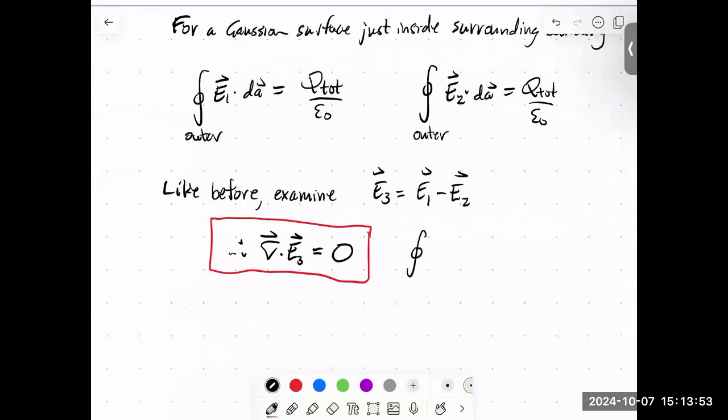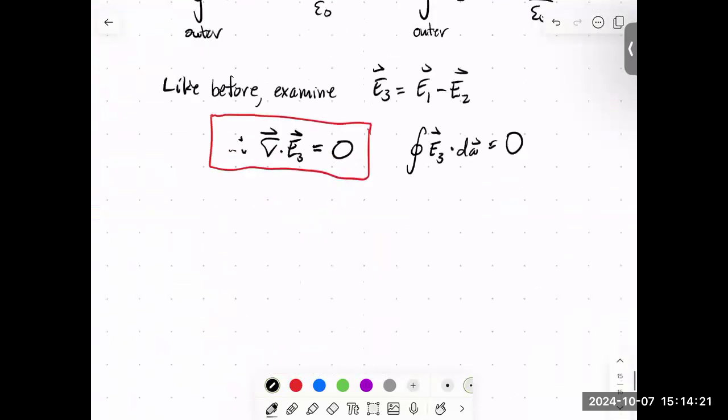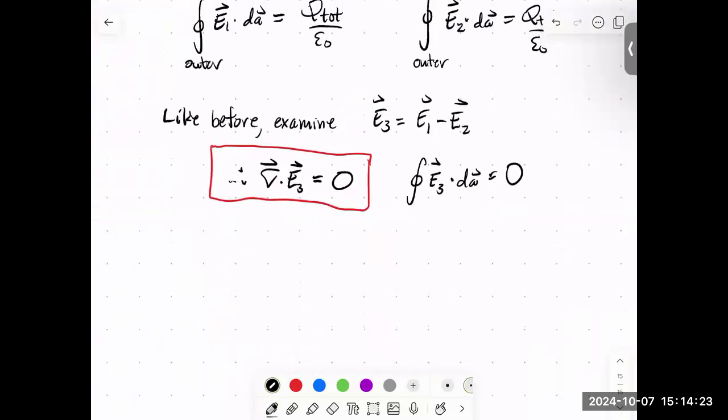And if we did this type of calculation, it doesn't matter if we do it for the outer surface or for an individual conductor. Since E3 is E1 minus E2, it's going to be Q_i minus Q_i, or Q total minus Q total. Either case, it's going to be equal to 0. And this is for all boundaries.